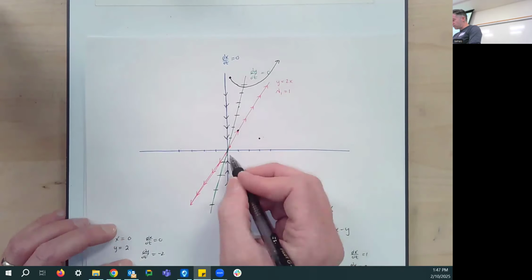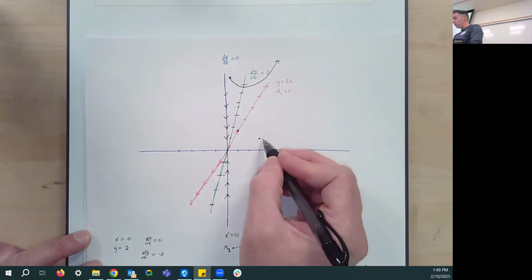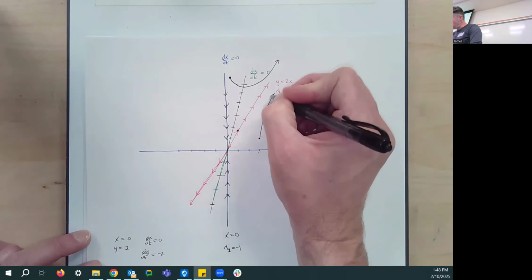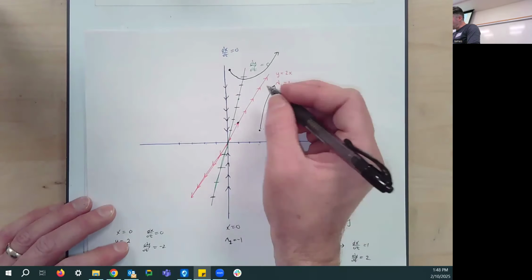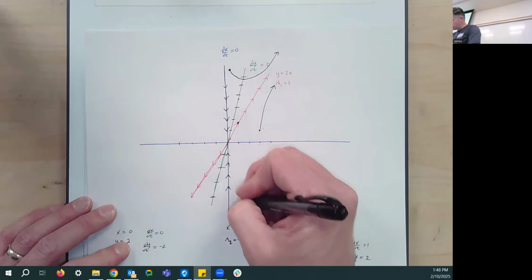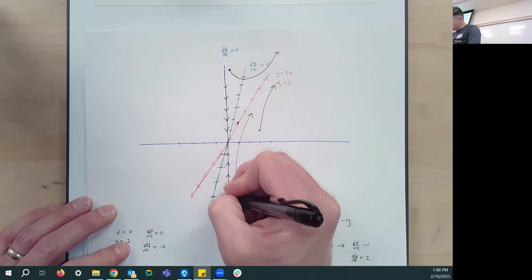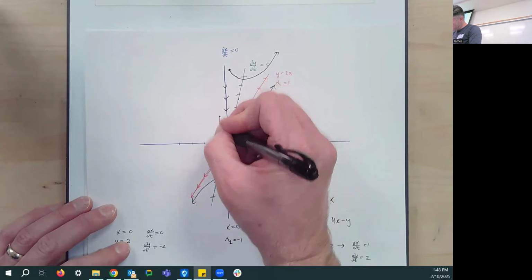So if we start when x is 3 and y is 1, well, if x is 3, dx/dt is 3, and if x is 3, dy/dt is 11, right? 12 minus 1 is 11. So here we're going right and up, but more up. So we're kind of going that way, like that. And if you keep filling this in, you end up getting something very, very saddle-ish. So you have things going like that, things going like this, things going like this.